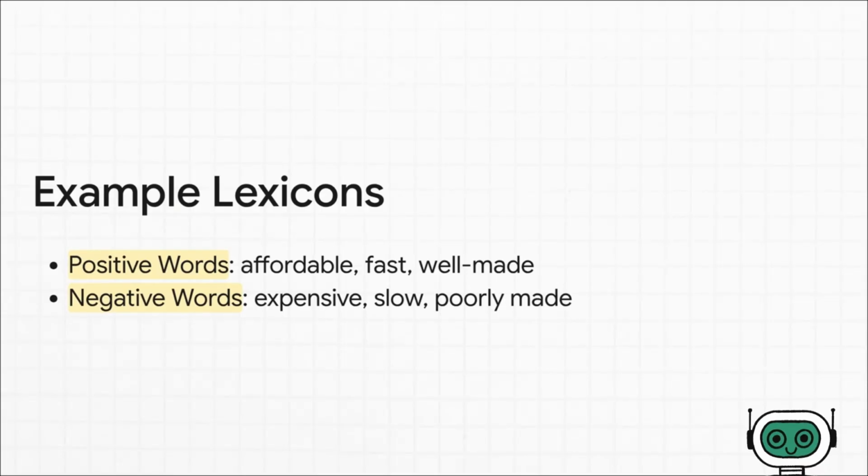And here's what that simple rule-based system looks like in practice. You literally just make lists. Words like amazing or fast get positive points. Words like slow or broken get negative points. The system just adds up the scores in a sentence to get a final verdict. It's simple, but for many cases, it works surprisingly well.